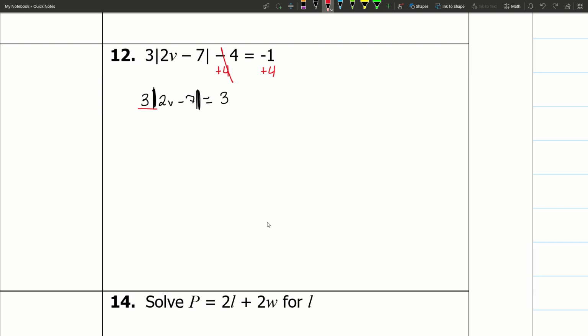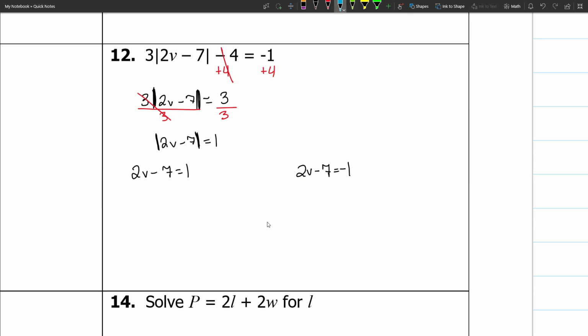Then we need to divide this 3 away. Remember, when we're doing absolute values, we do not want to distribute. We want to just get rid of it. 3 divided by 3 is 1, so it goes away. 3 divided by 3 is also 1, so that one would become the absolute value of 2v minus 7 equals 1. Now that everything is away from the outside of our absolute values, we can break it into our 2 equations. We have 2v minus 7 equals 1, and 2v minus 7 equals negative 1.